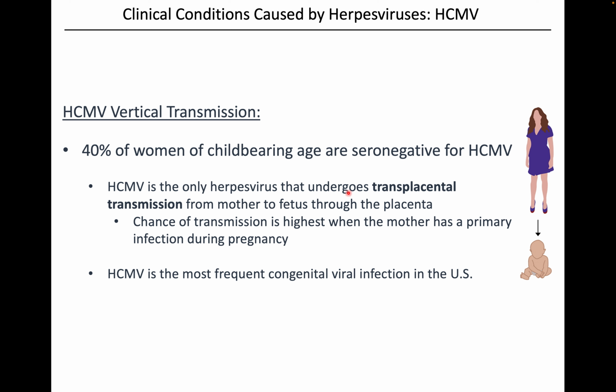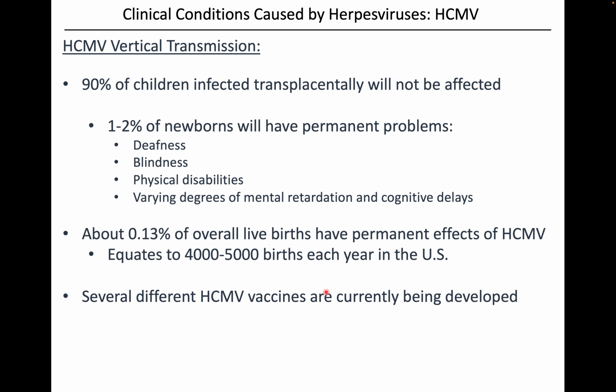that could be susceptible to a primary infection, which would increase the chance of vertical transmission. And this is the only herpesvirus that can cross the placenta from mother to child, so in utero. And this is the most common congenital viral infection in the United States. So the vast majority of children that are infected in utero are not going to have any observable effects. But a very small percentage are going to have very significant issues of deafness, blindness, mental retardation, life-changing problems as a result of this particular virus.